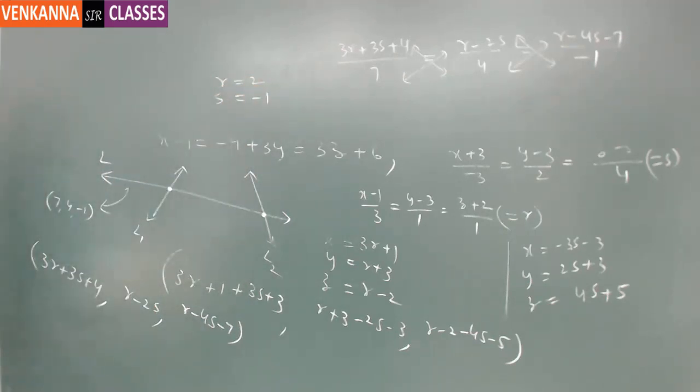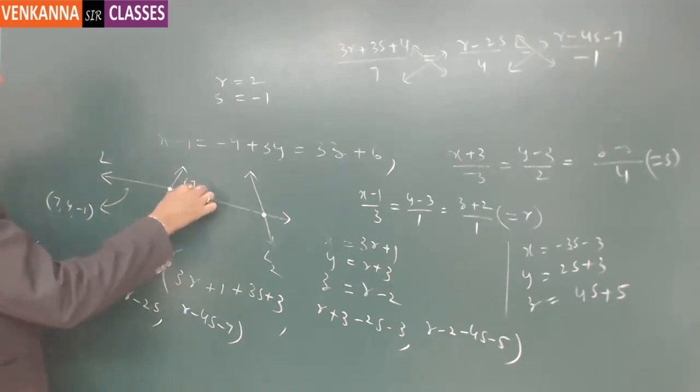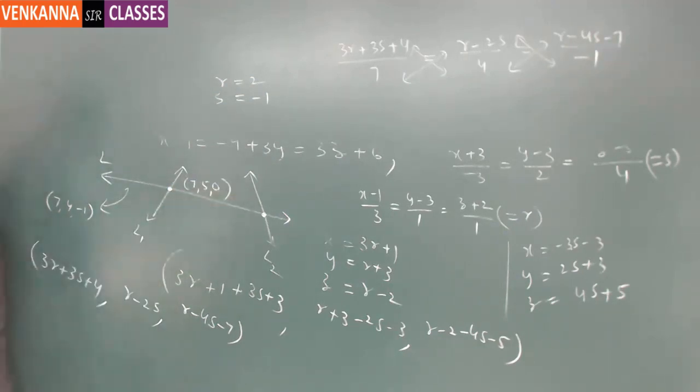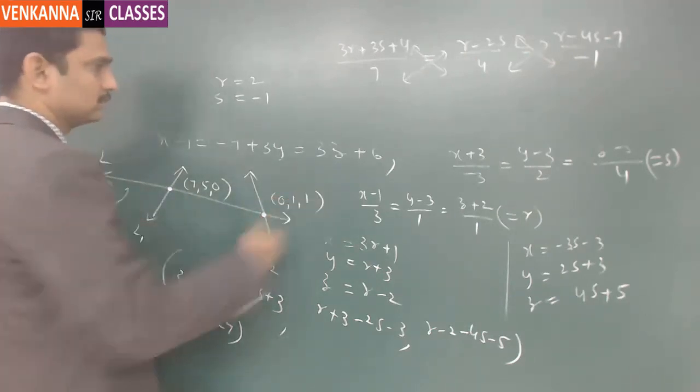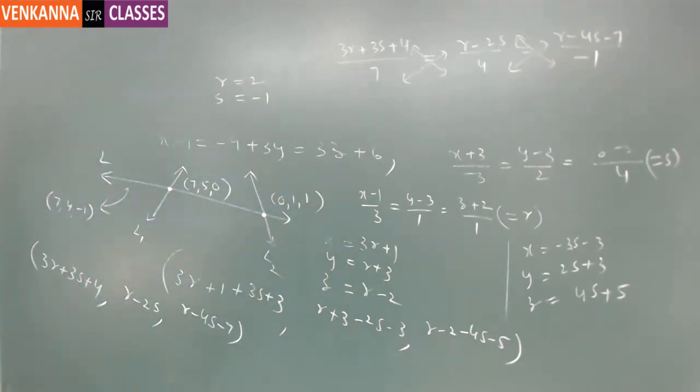So the respective points are: here you will get the point (7, 5, 0), and here you will get the point (0, 1, 1). Clear?